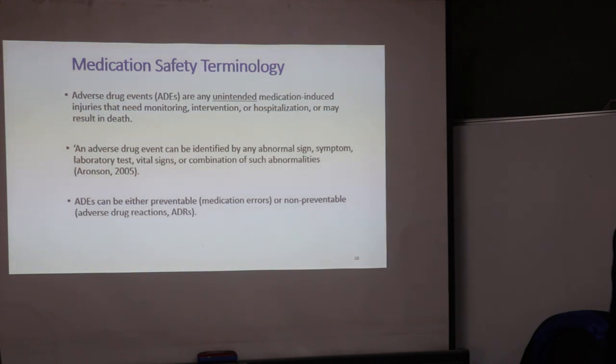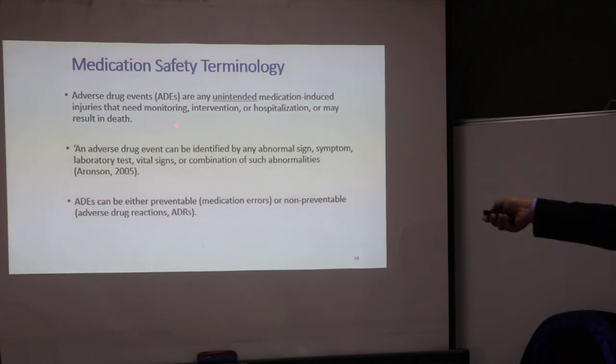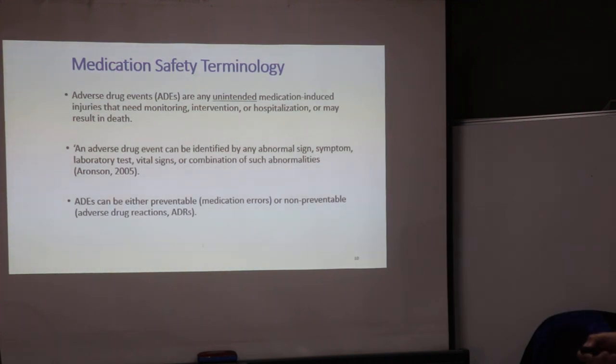We need to have injury. We need harm to call it an adverse drug event. Adverse drug events need monitoring, need intervention, need hospitalization. Something wrong happened to the patients, and we need to take care. We need to intervene to manage these adverse drug events. How can we identify them? How can we know whether an adverse drug event happened or not? Either by abnormal vital signs, signs and symptoms, lab data, or a combination of all of these. So we need to look carefully at the residents or patients, their lab data, vital signs, or signs and symptoms, to make sure if something is happening.